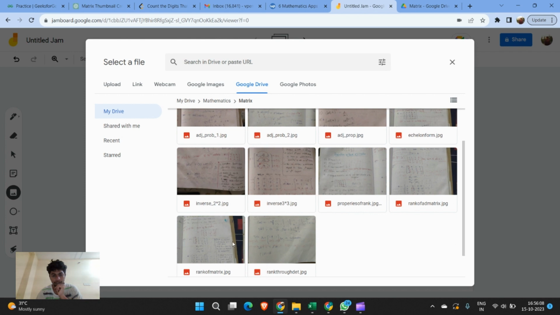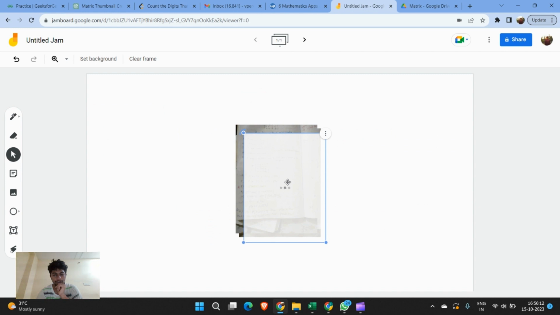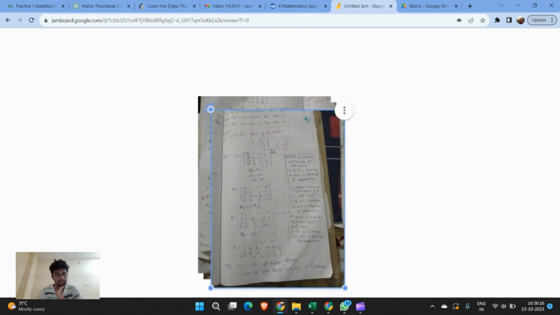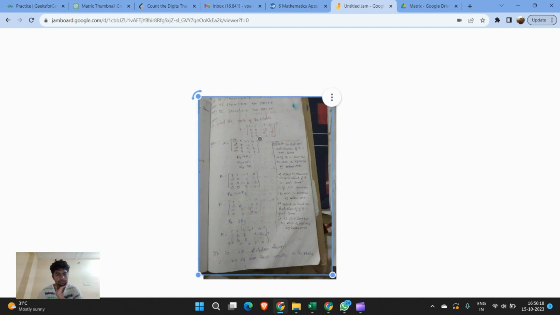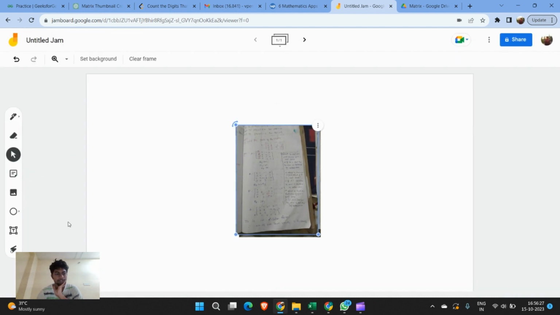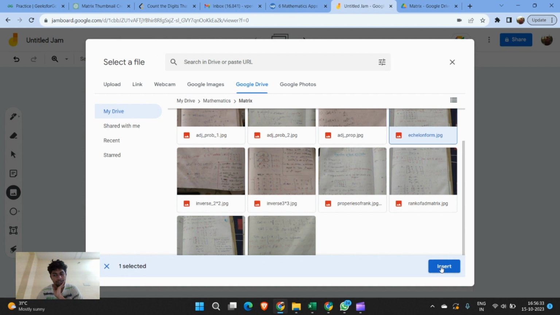Then in this case, echelon form. Okay, let's discuss the echelon form here. These things I already told you: if the rank of A is less than or equal to n minus 2, then the rank of adjoint A will become 0. Before that, I'm going to explain the echelon form concept.